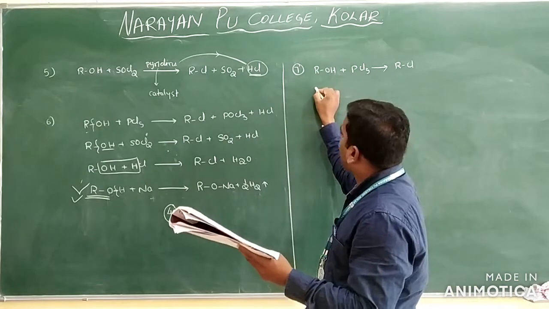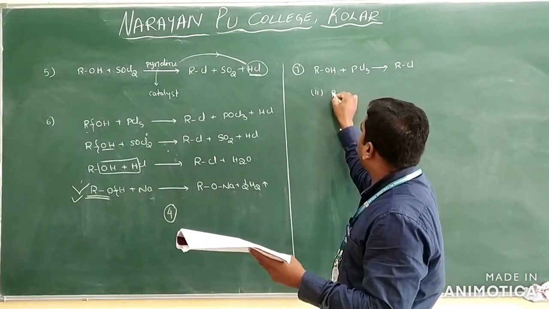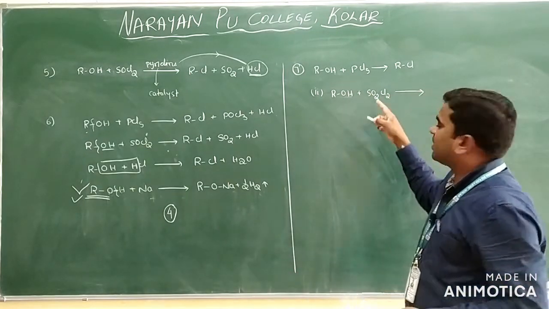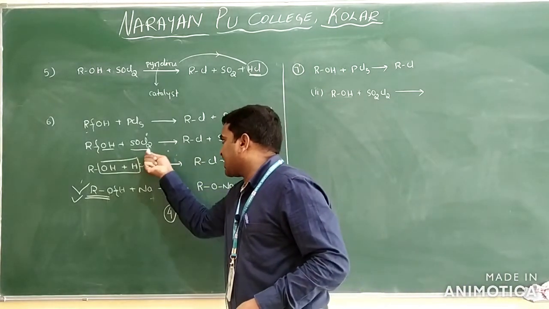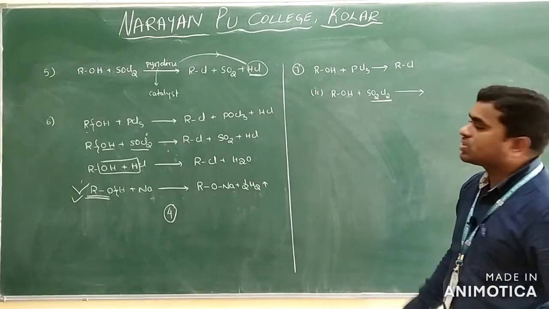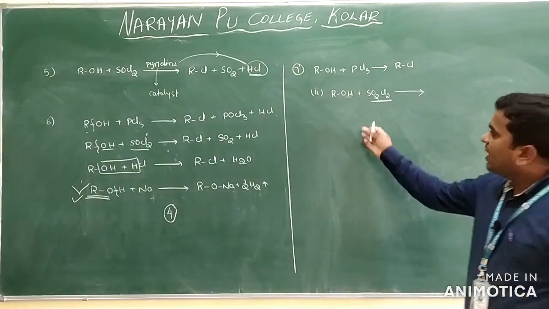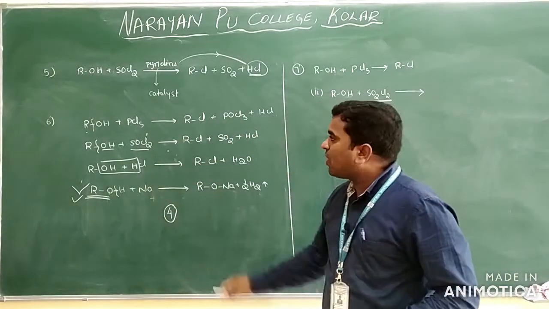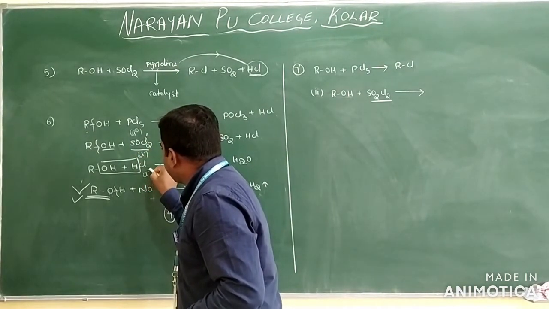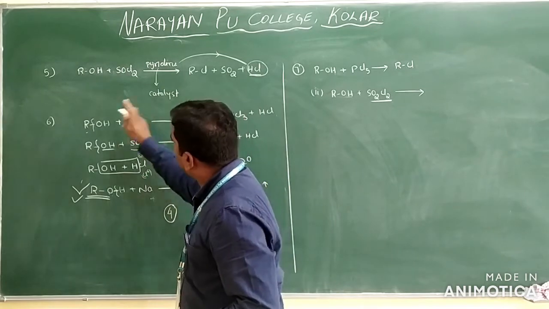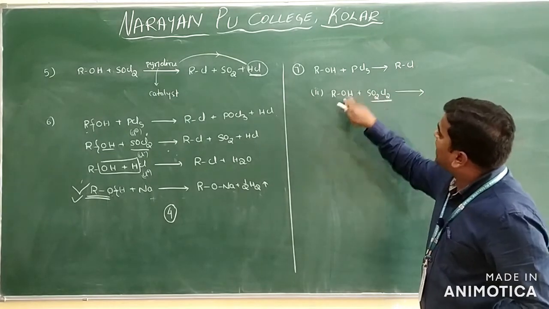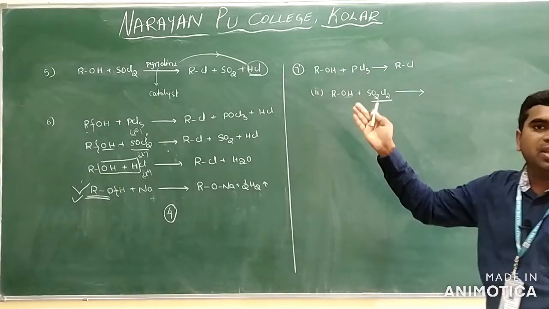Yes. And the second option, ROH reacted with SO2Cl2. What is the difference you see? SOCl2 is thionyl chloride, but here SO2Cl2 is sulfuryl chloride. In all cases, what is the nucleophile here? This PCl5 provides Cl minus, and here also Cl minus is the nucleophile. Which reaction is it? Nucleophilic substitution reaction. Clear? The OH is replaced by the halogen, and the halogen should be the nucleophile.